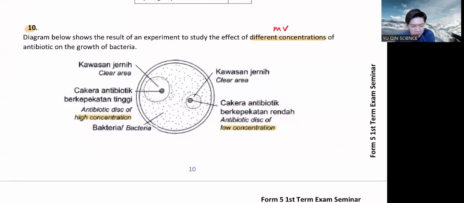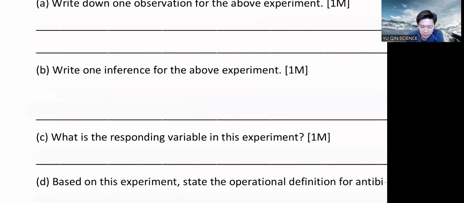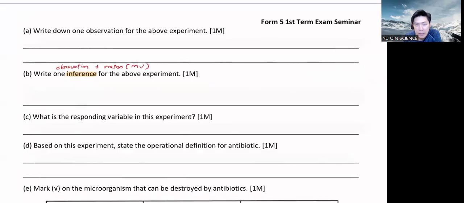Okay, let me give you the formatting again. Inference is observation plus reason. And what's your reason? Your reason is actually your manipulated variable. You figure out your manipulated variable already. That will help you.